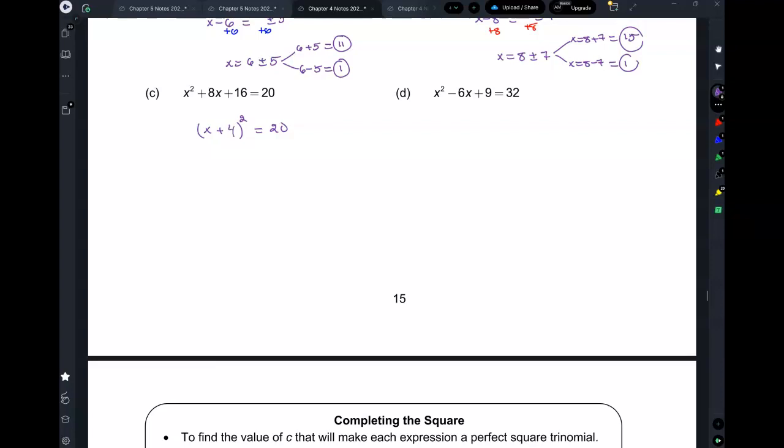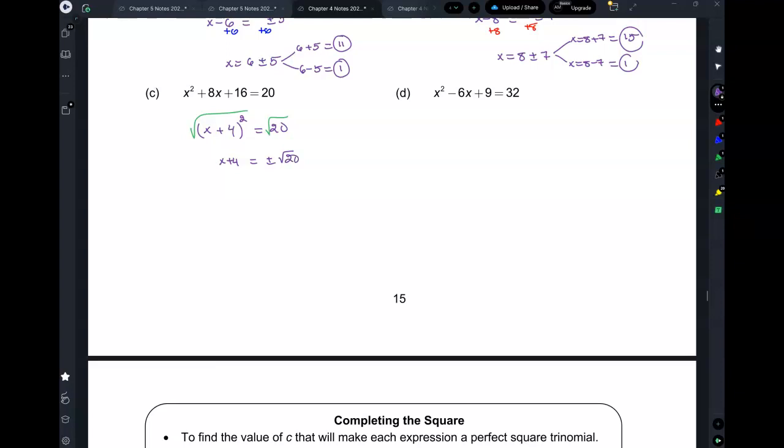X plus 4. Good. Right? So now, it's okay. There are no problems here. This is math. So take a square root. X plus 4 is equal to plus or minus what? Okay, square root of 20.